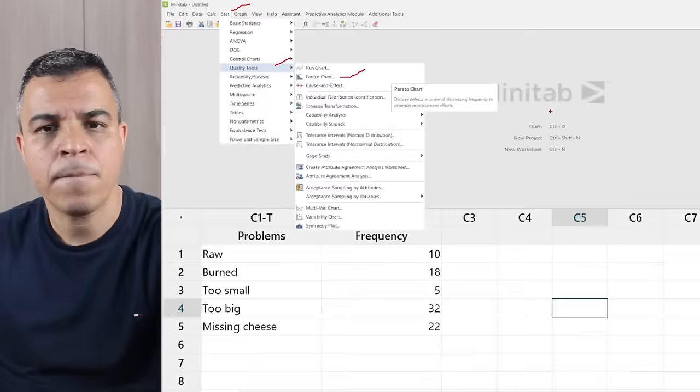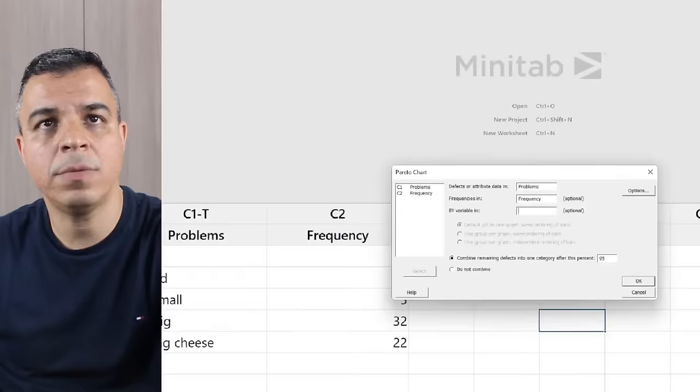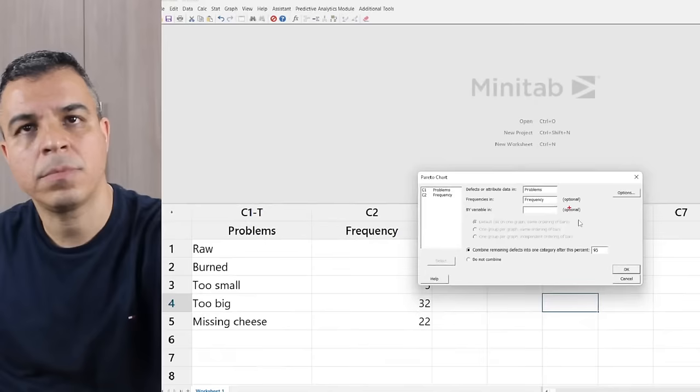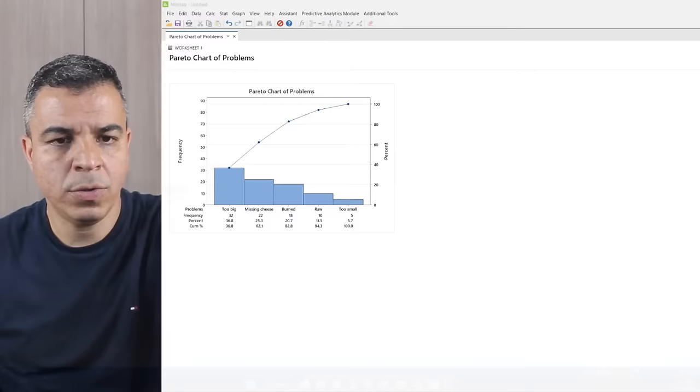So Stat, Quality Tools, Pareto Chart. I'll indicate here my problems and frequency, and just hit OK. And then here we have one of the most famous quality tools on this planet, that is the Pareto chart.